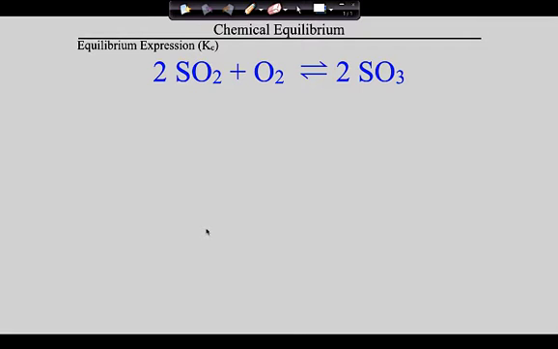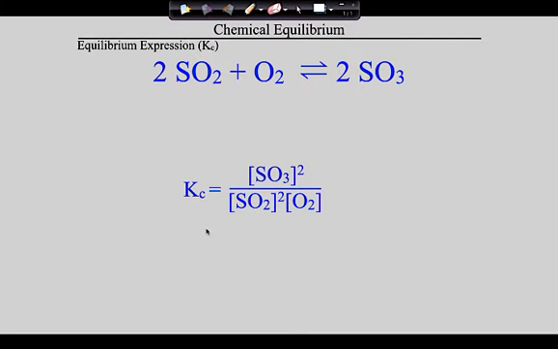Are you good? So guys, what do we do with the 2? Make it a squared. So our Kc expression is going to be SO3, and don't worry about me skipping space, you'll see why in a minute. We've got SO3 squared. And then guys, we understand the right side's on the top, left side's on the bottom. We bring down the SO2, and that's squared, and then the O2. Is that okay?